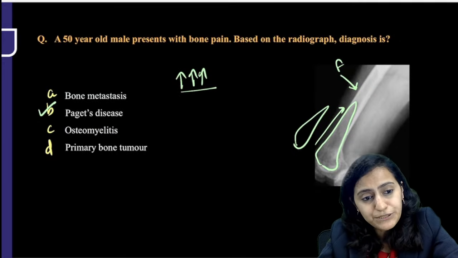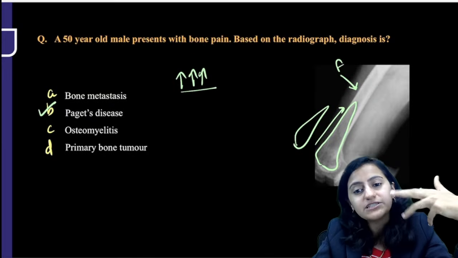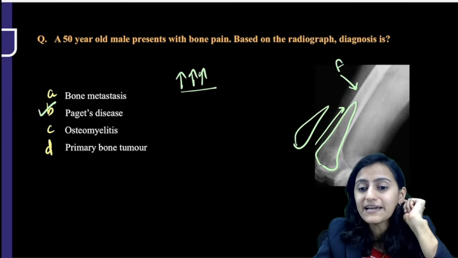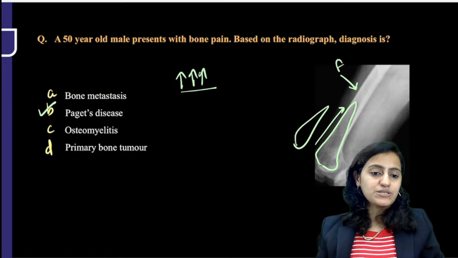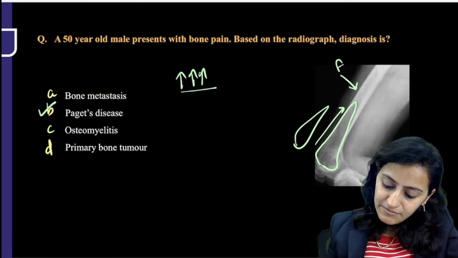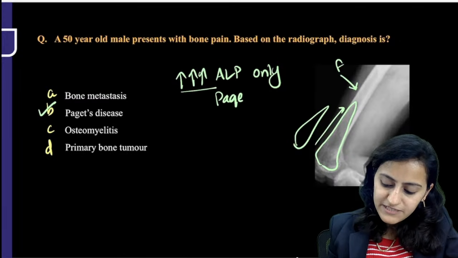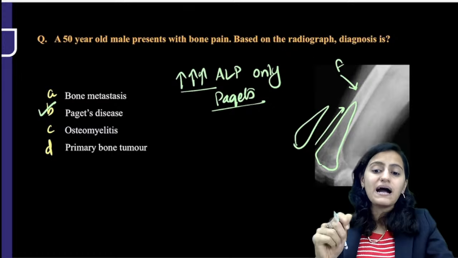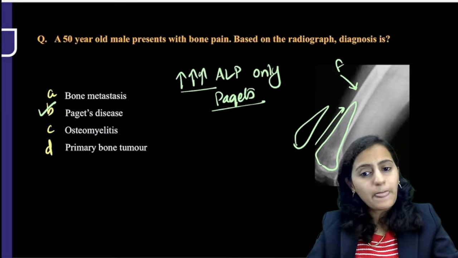Next, if I ask you what will be increased in this patient? Another important question. Will there be increase in calcium, phosphorus, or will there be increase in alkaline phosphatase, or all of the above? Absolutely right. Remember that Paget's has increase in alkaline phosphatase only. That is markedly elevated alkaline phosphatase in a patient of Paget's.